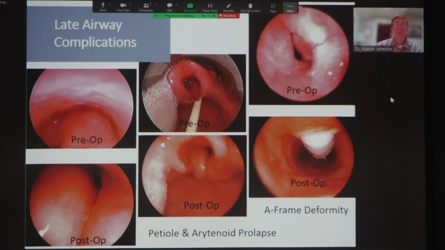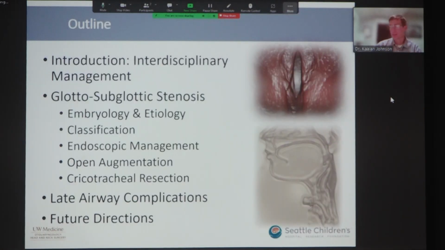We also did a laser reduction of his right arytenoid prolapse. And so you can see there's no space between petiole and arytenoid pre-op, and post-op there's a fair amount of space there, even under anesthesia. And awake, that space was even better. So we had treated the supraglottic obstruction with that, but still he had his tracheal A-frame deformity, which we did a tracheal resection for, and the anastomosis ends right here. So that worked really well as well and got him decannulated and was no longer terrifying, still with a compromised but reasonable voice. So that was our late airway complications.